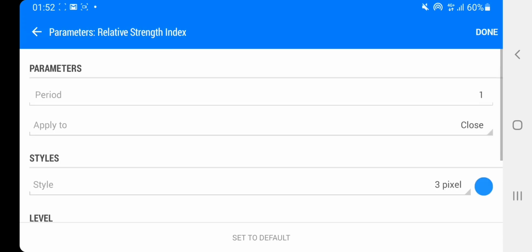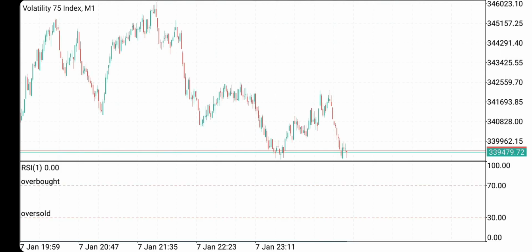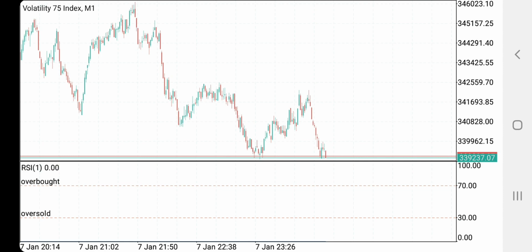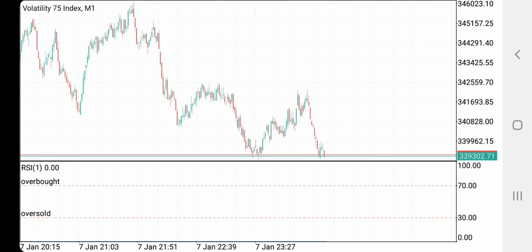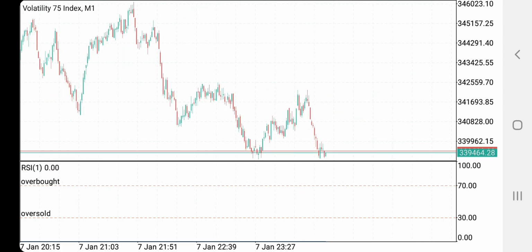We go back, and then we press done. Okay. When we press done, you guys are able to see the levels right here below. Let me get my little pen for those of you that are not seeing these levels here. That's the overbought and that is the oversold. Okay, so now I'm going to show you the other kind of indicator we need to attach the RSI with.